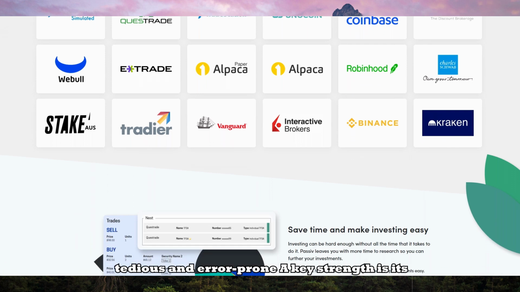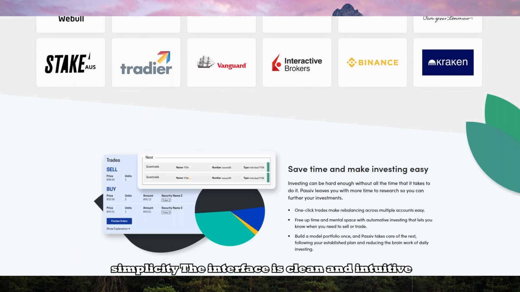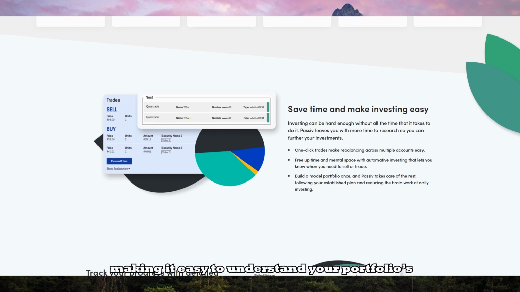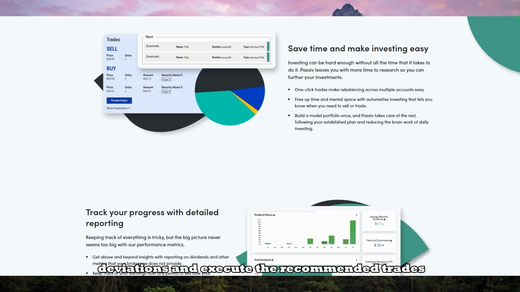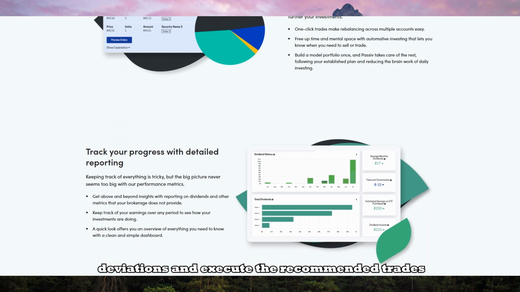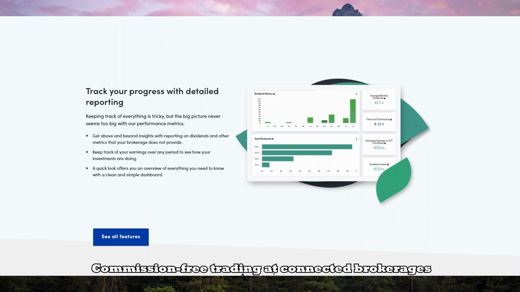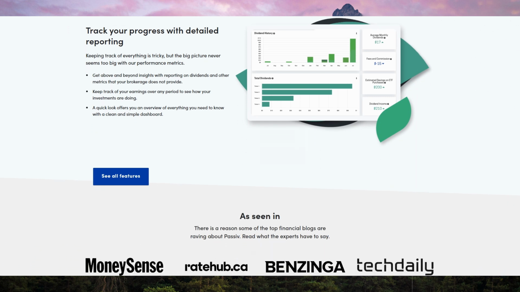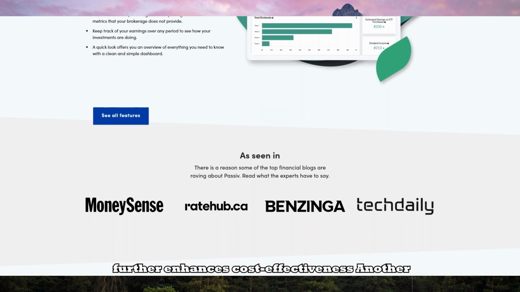A key strength is its simplicity. The interface is clean and intuitive, making it easy to understand your portfolio's deviations and execute the recommended trades. Commission-free trading at connected brokerages further enhances cost-effectiveness.